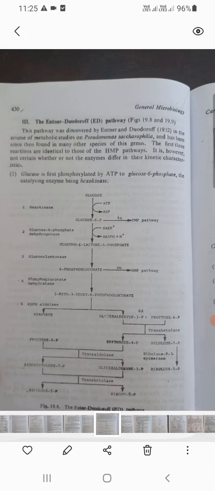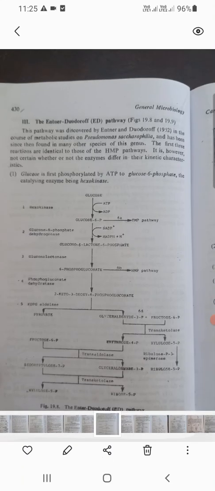Here, if the enzymes for the HMP pathway are available, the organism will go to the HMP pathway. But if the EMP pathway and HMP pathway are absent, that is, the enzymes for EMP and HMP are not available, then the organism tends to divert towards the ED pathway, which is observed in Pseudomonas saccharophila or the Pseudomonas genus specifically.